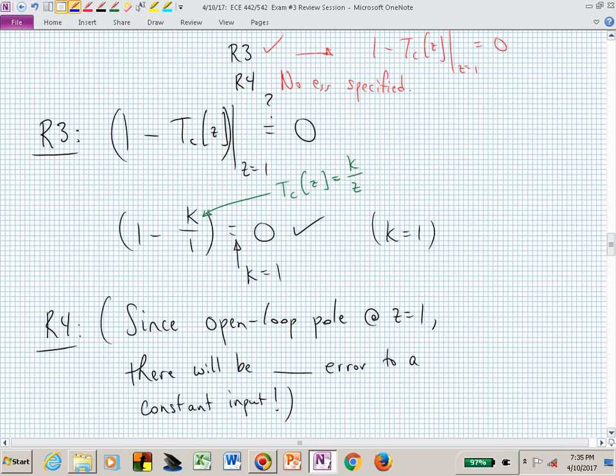Now that's like the integrator in our PI controller. It's just that that integrator is in our plant that we started with, which will actually give us 0 error to a constant input.